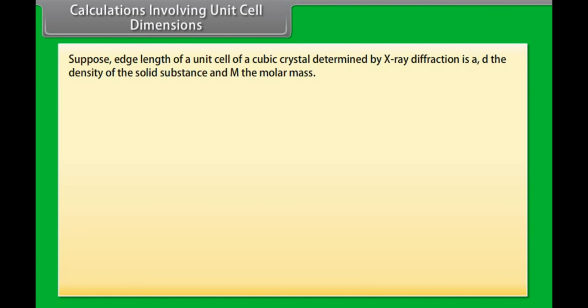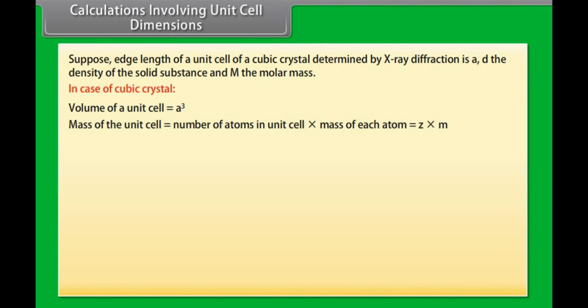Suppose the edge length of a unit cell of a cubic crystal determined by X-ray diffraction is a, d is the density of the solid substance, and M the molar mass. In case of a cubic crystal, the volume of a unit cell is equal to a cubed. The mass of the unit cell is equal to the number of atoms in the unit cell times the mass of each atom, which is equal to Z times m.